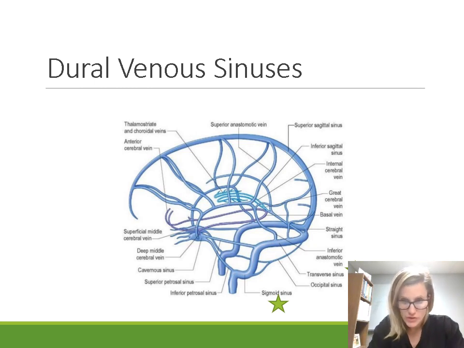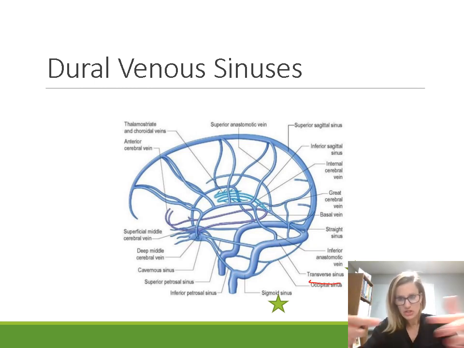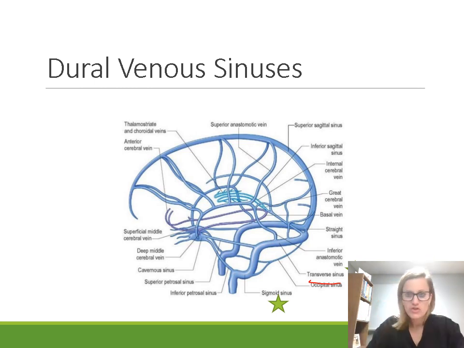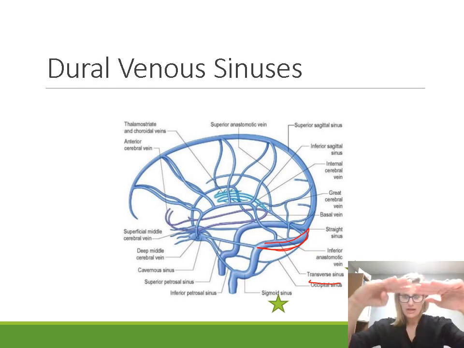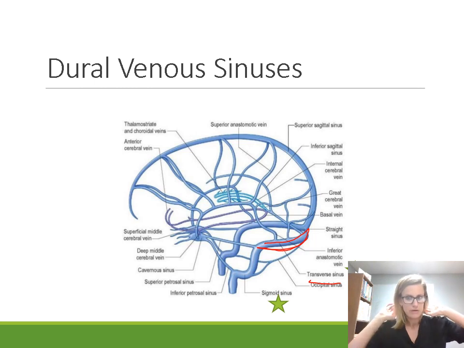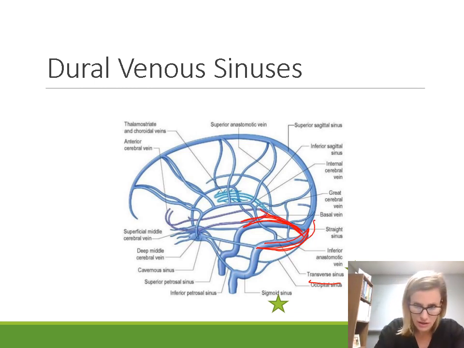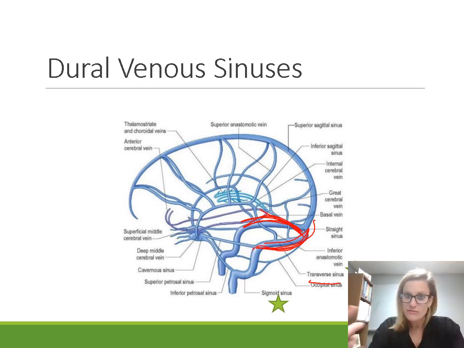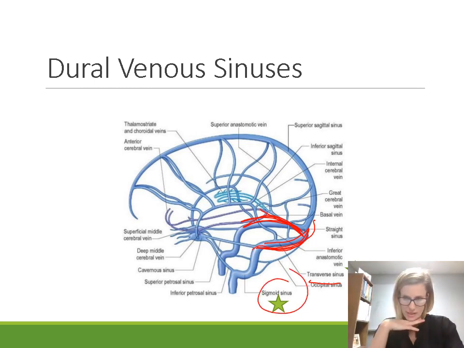So the transverse sinus, there's actually two, one on each side, comes around the lateral edge of the tentorium cerebelli, again that dural fold between the cerebrum and the cerebellum. The straight sinus comes down along it, and then the transverse sinus wraps around the edges or the lateral aspects. So you see there's also one over here, another transverse sinus over here. The transverse sinus comes around the lateral edge and flows into the sigmoid sinus.